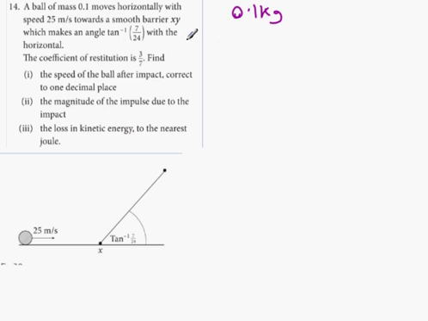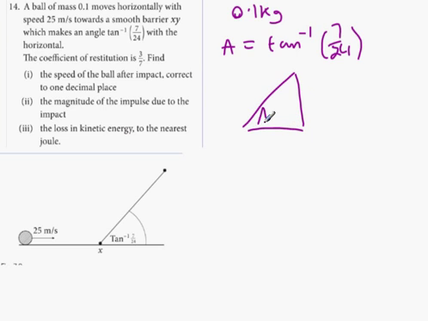Moves horizontally with speed 25 meters per second towards a smooth barrier XY, which makes an angle of tan inverse. I'm going to let A be equal to this angle, tan inverse 7 over 24. Therefore, we're going to make a triangle A, where 7 is the opposite, 24 is the adjacent. I'm sure it's 7, 24, 25, isn't it? So 25 is the hypotenuse once you do Pythagoras' theorem.